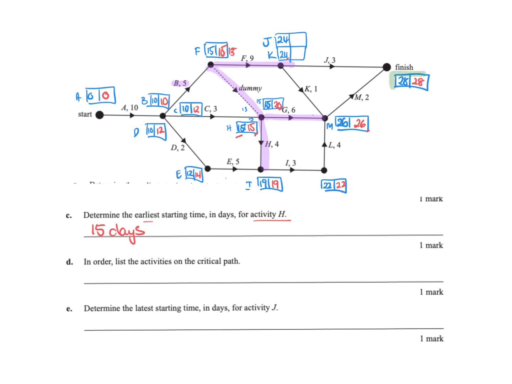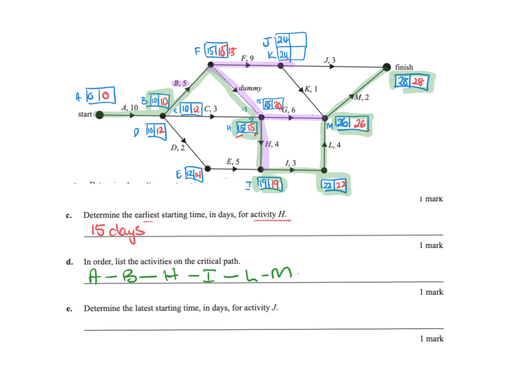In order, list the activities on the critical path. So remember they're the numbers that are the same. So I went from M down to L, across to I, and then up to H, and then along the dummy. So then I went along B, and then along A. So now I can write out in order: A to B to H, via the dummy, and then I, L, and M.